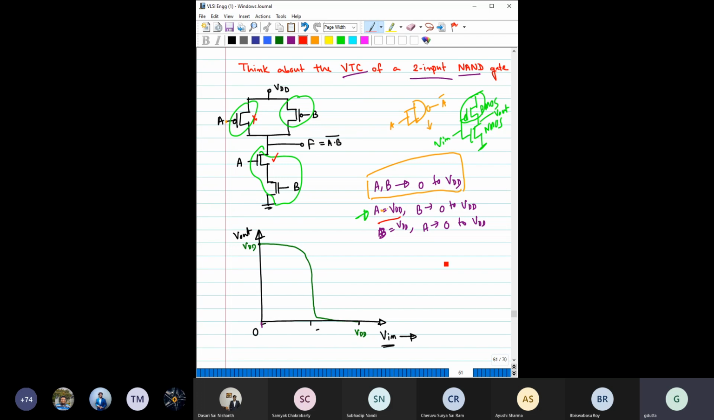Do you recall that for this type of inverter, when we changed the ratios of PMOS and NMOS, what we saw? We saw that the VTC will shift depending on the PMOS and NMOS ratios, right? The resistances of this NMOS and PMOS. So here also, for the second case, you will get a VTC which will probably look something like this. But it will shift towards the left side for this case.